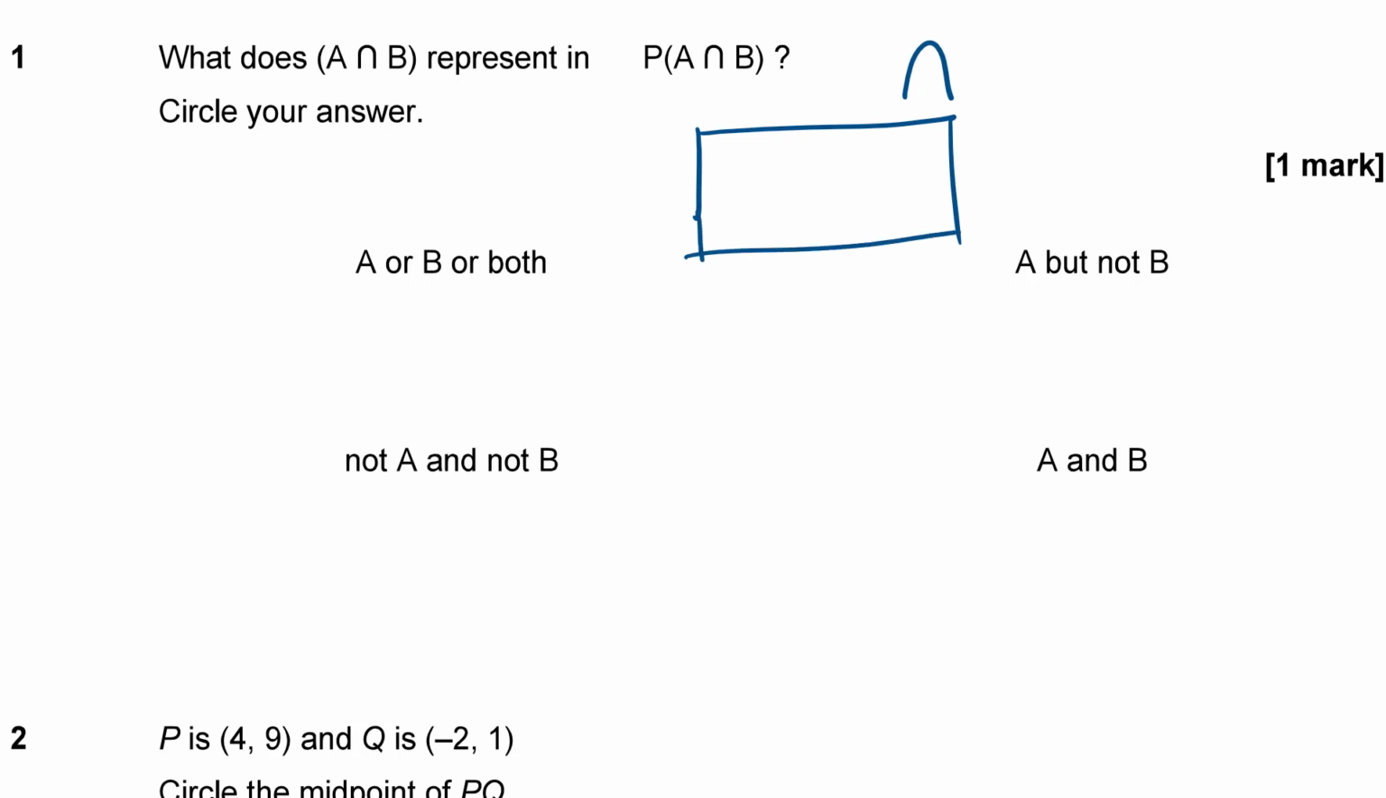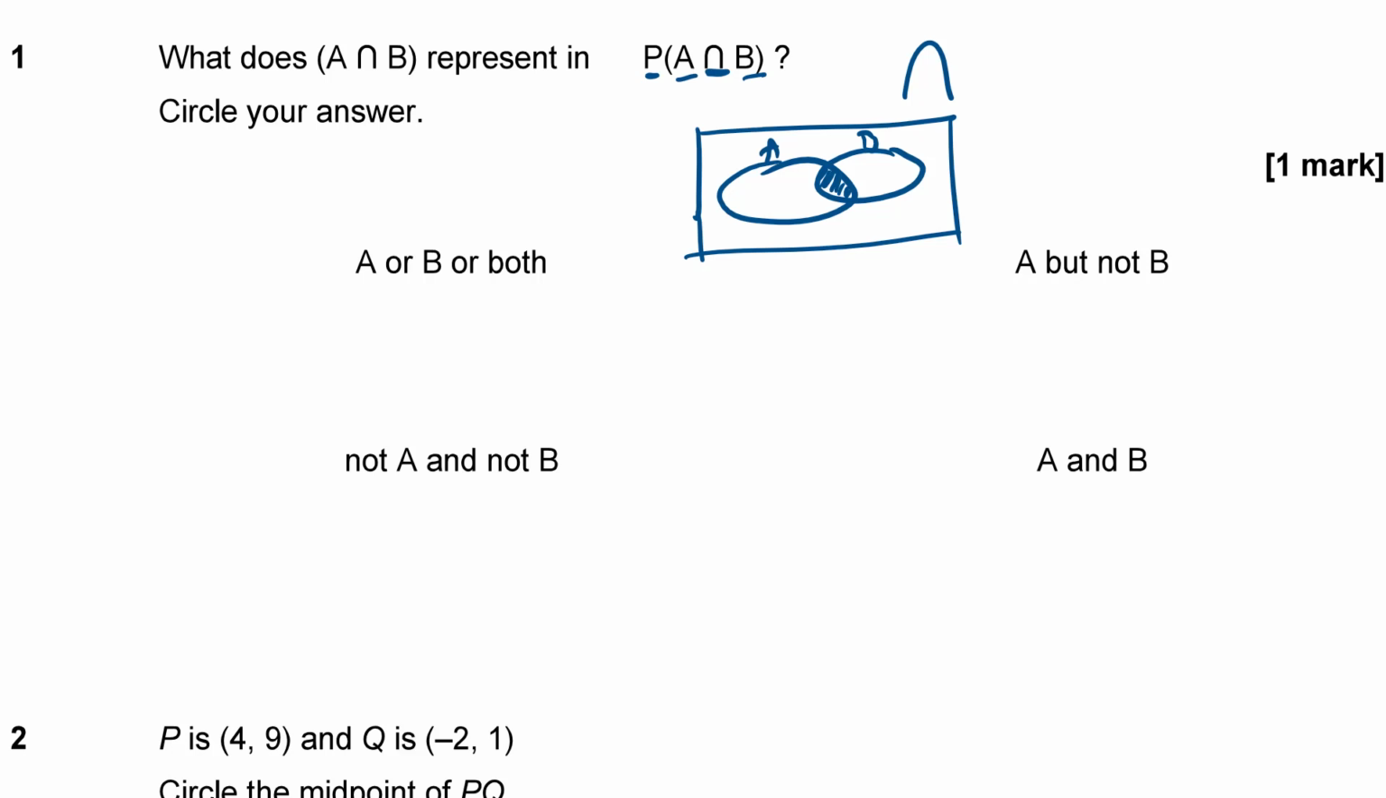So if I had a set A and a set B, then the intersection is where they overlap. So it's that bit there inside there. Okay, so that's what that part there means. It means the intersection of. So A means set A, B means set B, the upside down U means the intersection of. This bit here means the probability of. So it's actually asking what's the probability of an element being in that set.